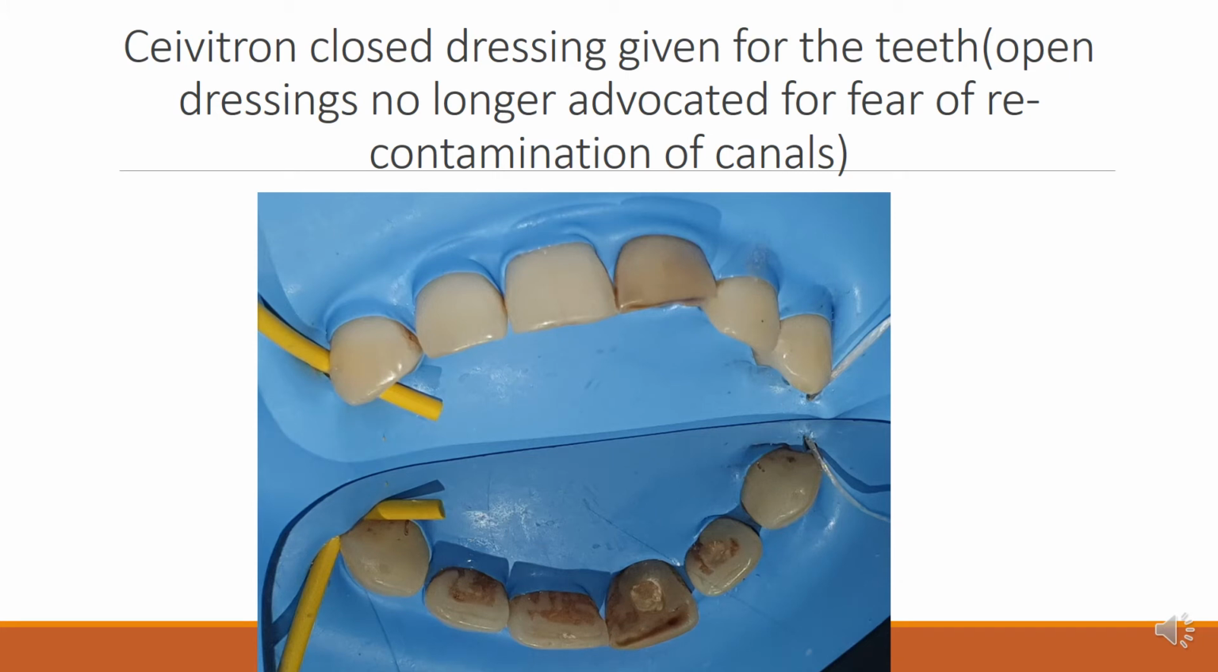Once we finished the cleaning and shaping using the instruments, the K file was used to estimate the working length and to create the initial glide path. The glide path is nothing but the path which is created by the early or the small size files, so that your larger size files can follow. Then the cleaning and shaping was done using the rotary files and the endomotor.